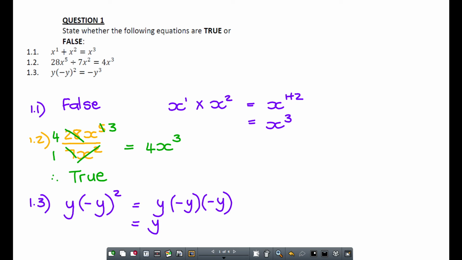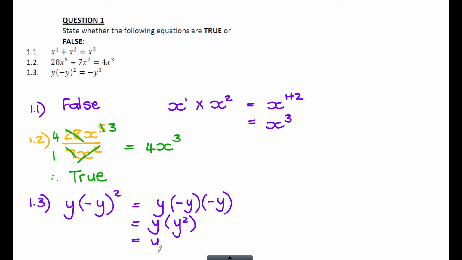So this first y is going to stay exactly like it is. Now, a negative times a negative is going to give me a positive. And y times y? y squared. So I have got this. Do you guys agree? Okay, and now y times y to the power of 2 is going to give me y to the power of 3. Now, look at my answer here. What do they have? Negative y to the power 3. So would it be true or false?